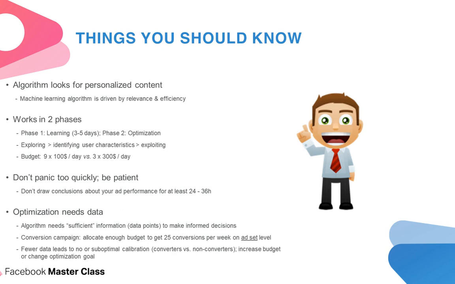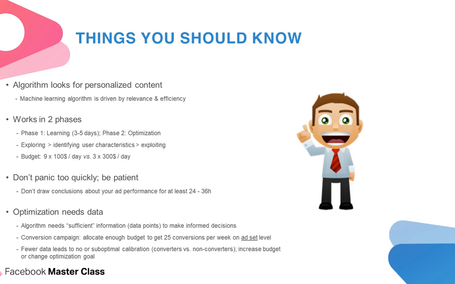Therefore, you have to allocate enough budget to get 25 conversions per ad set, not per campaign, per ad set, in 1 week. A few months ago, Facebook required 25 conversions per day, but the algorithm got better and now you only need to have 25 conversions per ad set in 1 week. If you collect less data, then there's no calibration, meaning the algorithm cannot make a distinction between a converter and a non-converter, because no conversions result in no learnings.